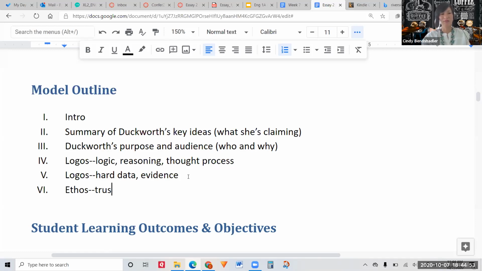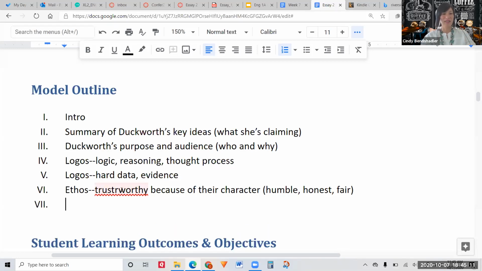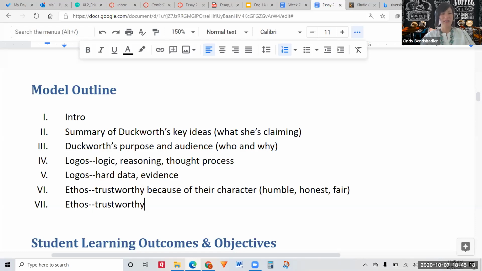One is somebody's trustworthy because of their character. I know I have a misspelling there. I'll fix. And so things like they're humble, honest, fair, right? That we trust them because of that, right? And then ethos could also be trustworthy because of their authority or expertise, right?